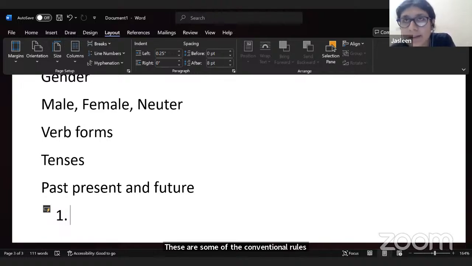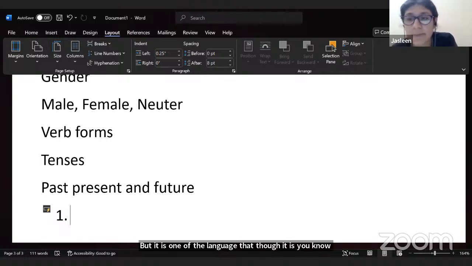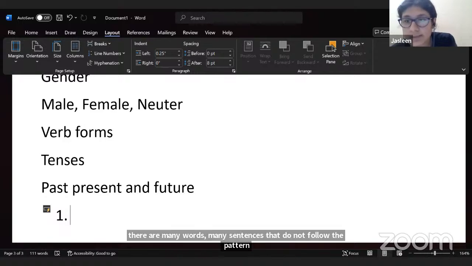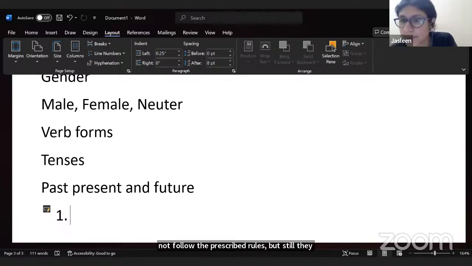But again, English, I won't say that English is the only language, but it is one of the languages that, though it is widely used all over the world, has many exceptions, very many exceptions. So there are many words, many sentences that do not follow the pattern, do not follow the prescribed rules, but still they exist and they are in use, very much in use. Okay, so tell me what are the subtypes?